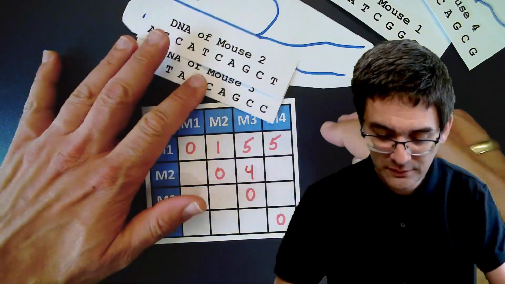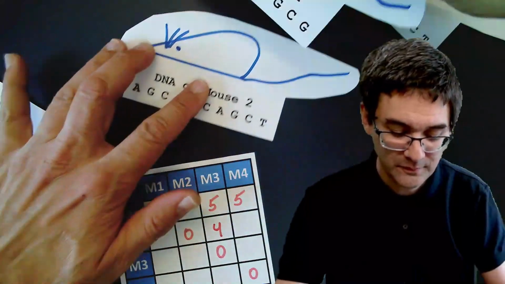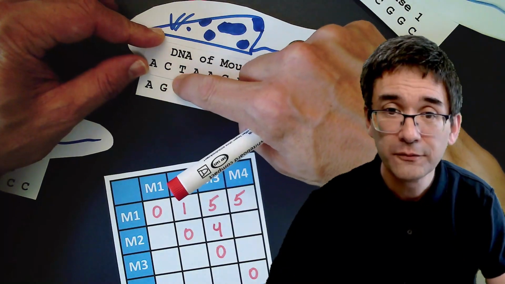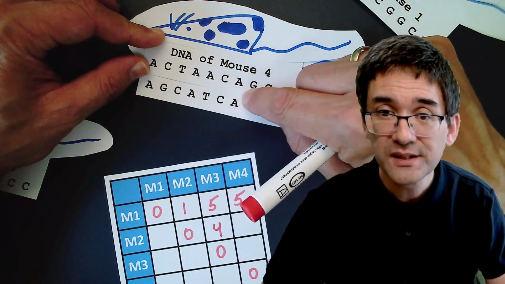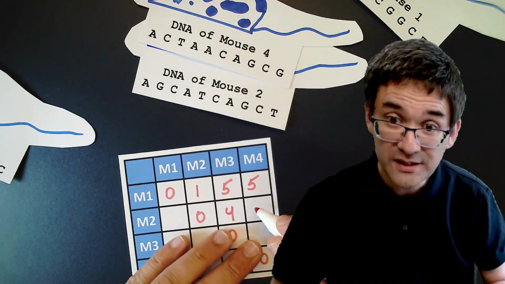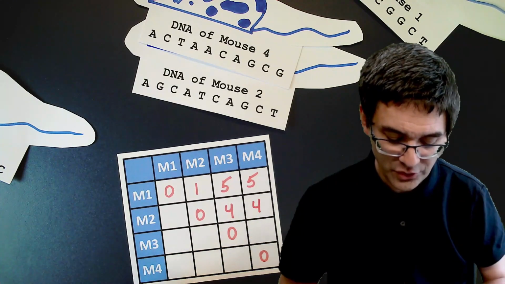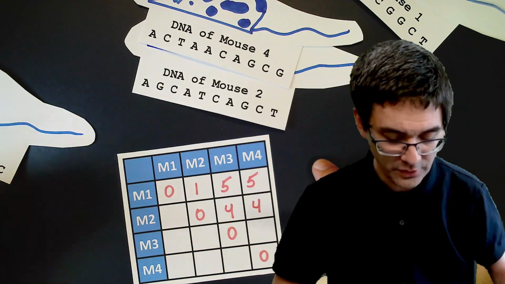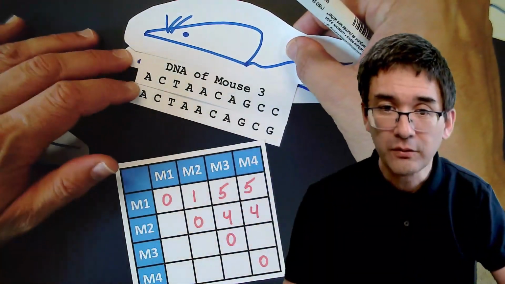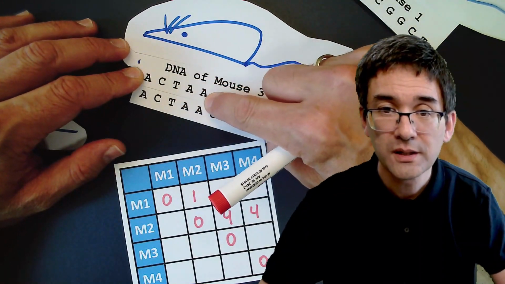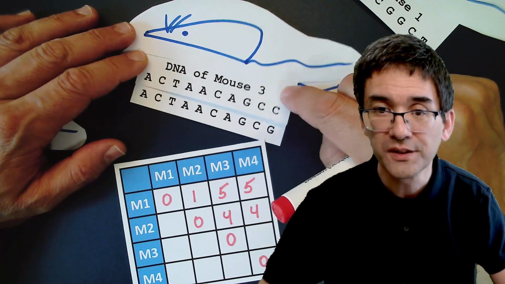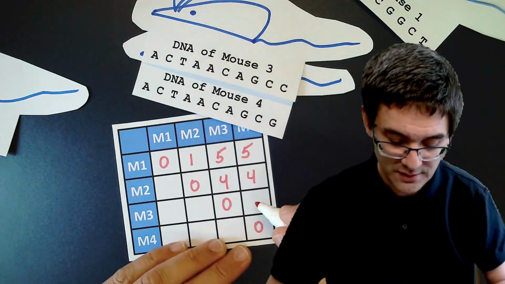And let's compare 4 and 2. One difference, two differences, three differences, four differences. 4 and 2 is 4 differences again. And 4 and 3, we now have 2. How many differences do we have over here? Same. Ah, here, the last one. One difference. 3 and 4 is one difference.